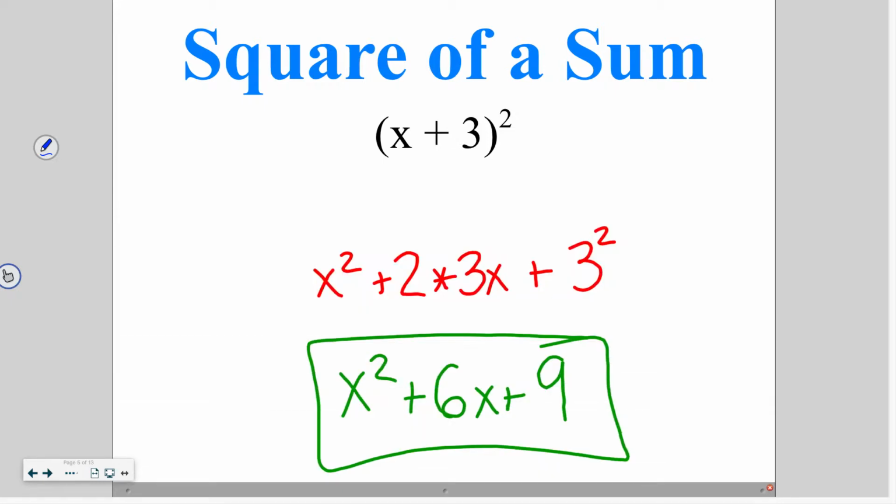x squared gives you x squared. 3 times x is 3x times 2 gives us the 6x, and then 3 squared is 9. So my final answer is x squared plus 6x plus 9.